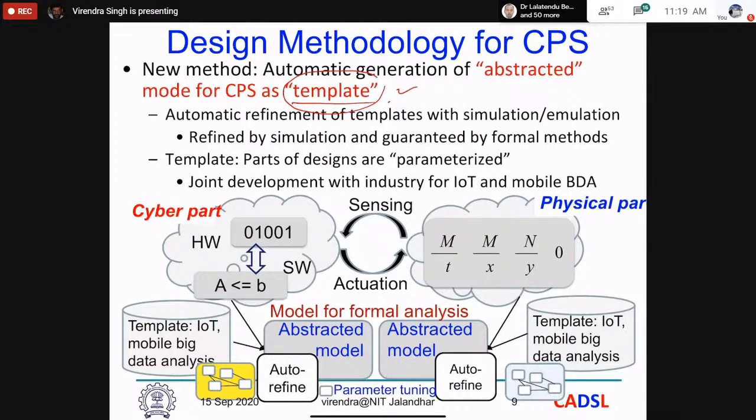So we abstract that out, that is kind of a model. So we abstract and then make a template of that. Now what we need to do after that is we have to automatically refine these templates. I am paying attention to automatic because that is very important to design any system today.